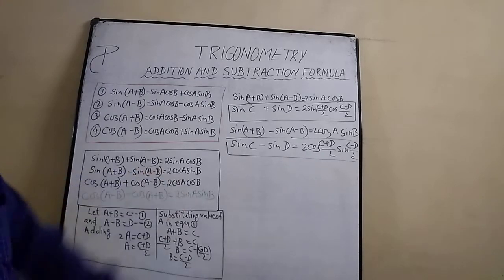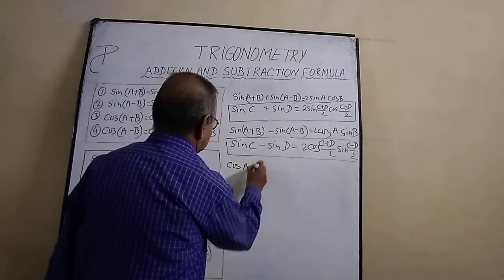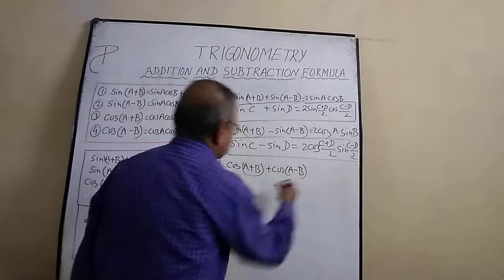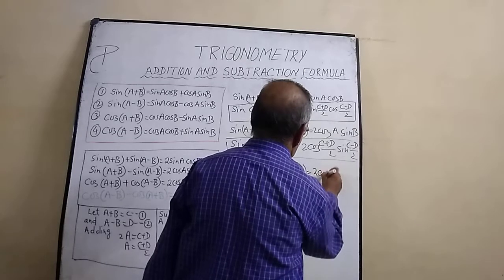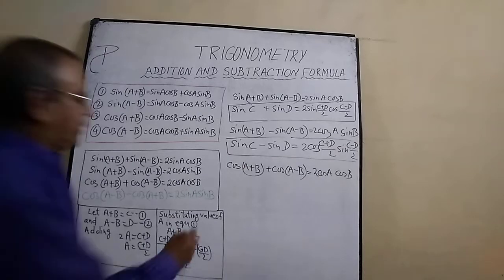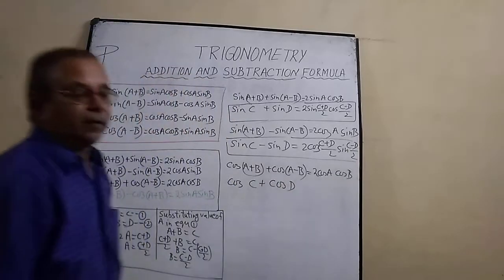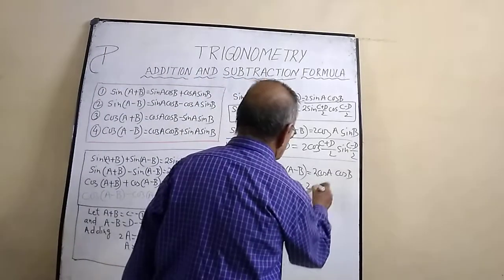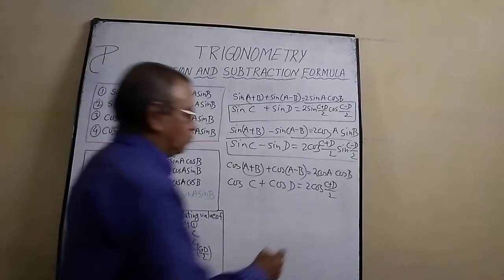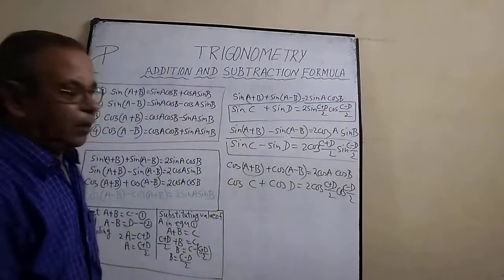With the help of cos A plus B and cos A minus B, in place of A plus B, I will write cos of C plus cos of D is equal to 2 cos of C plus D upon 2 into cos of C minus D upon 2.